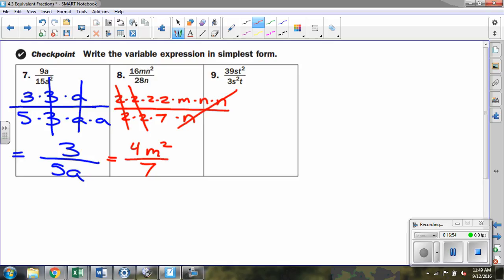Oh, I'm sorry. I read this incorrectly. I saw this as m times m, and I don't know what my brain was thinking. That's not 2 m's. It was m and an n. I didn't see it correctly. Thank you for catching that, Brenda.